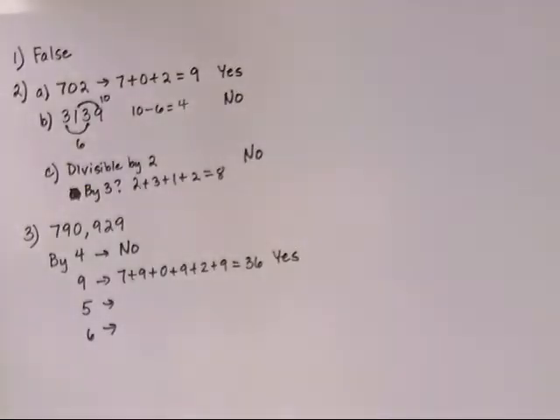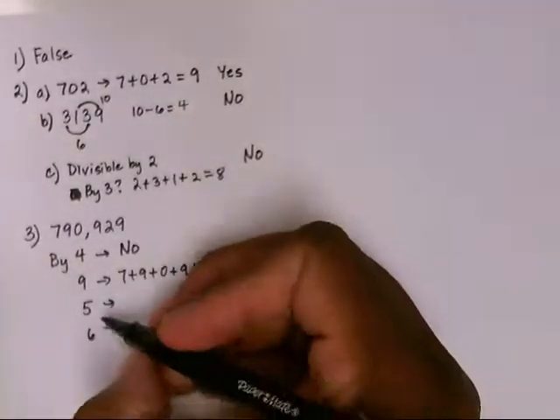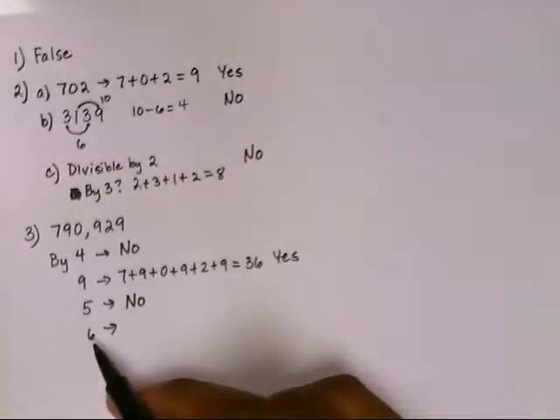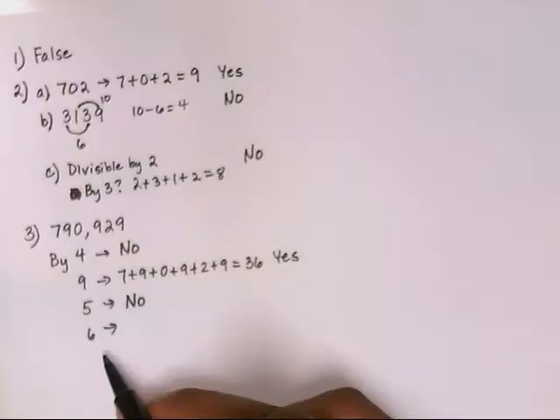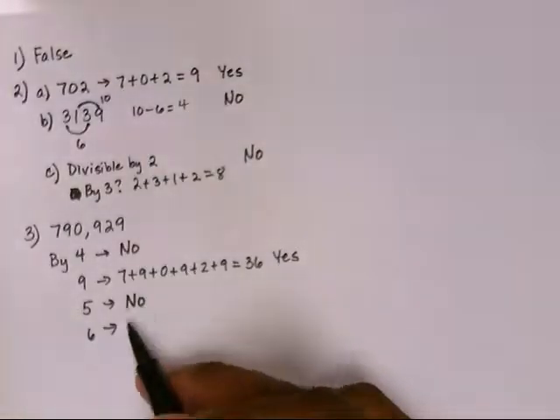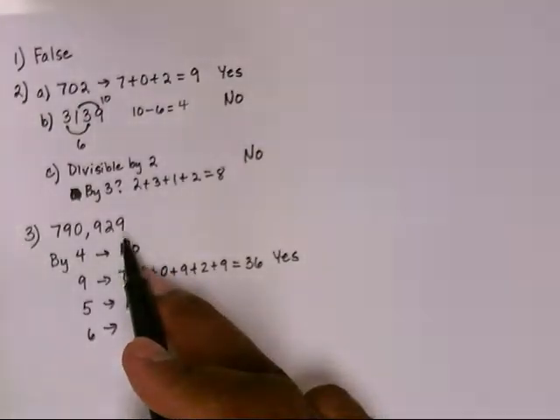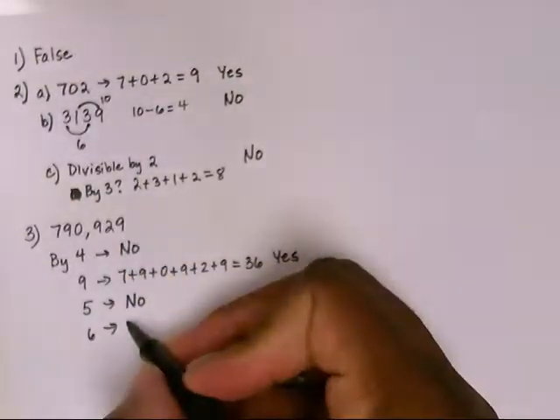How about by 5? Well, for it to be divisible by 5, the last digit has to be 0 or 5. This one does not. It ends in a 9, so the answer there would be no. And then by 6. That number has to be divisible by 2 and 3. It's divisible by 3, but it's not divisible by 2 because it doesn't end in 0, 2, 4, 6, or 8. So the answer there will be no.